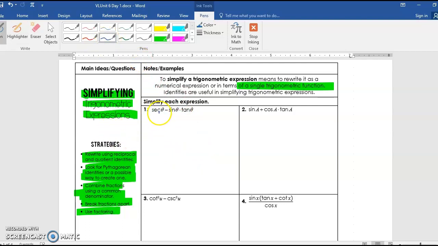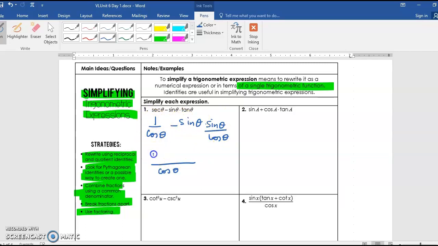Here in the first one we have secant theta minus sine theta times tan theta. What we could do is bring them down as fractions. You know that secant is 1 over cosine, so you could write this as 1 over cos theta. And sine theta is by itself. But tan is sine over cosine, isn't it? So we have two fractions with the same denominator, so we can write it with a common denominator, cosine theta.